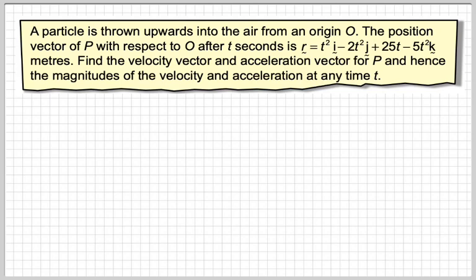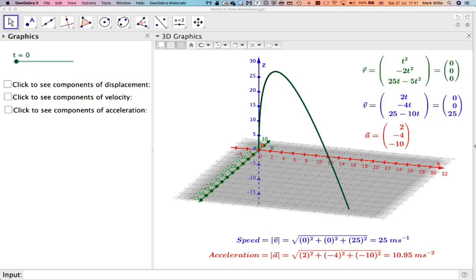So basically what we're going to do here is look at a GeoGebra app, and I will attach the app to the notes of the video. Going straight to the GeoGebra app, I've got 3D here. Here is the origin, here's my point P, and you can see the displacement vector (t², −2t², 25t − 5t²) at the moment because t is equal to that, and these are the velocity and the acceleration vectors.